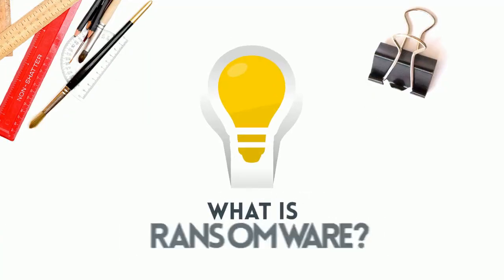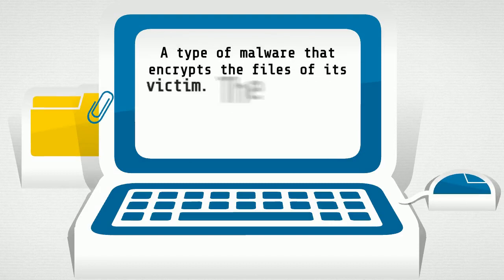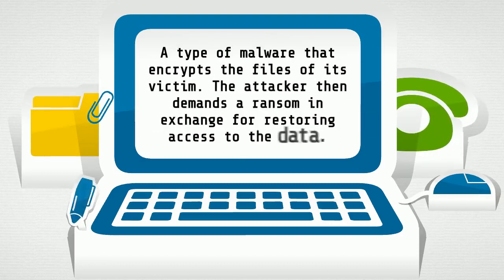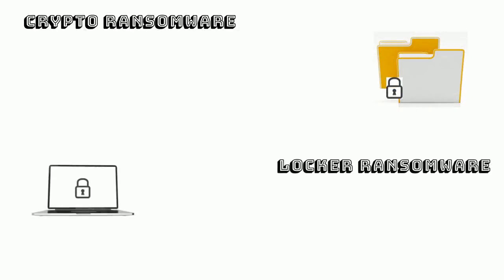What is ransomware? It is a type of malware that encrypts the files of its victim. The attacker then demands a ransom in exchange for restoring access to the data. Forms of ransomware. The two forms are crypto ransomware and locker ransomware.